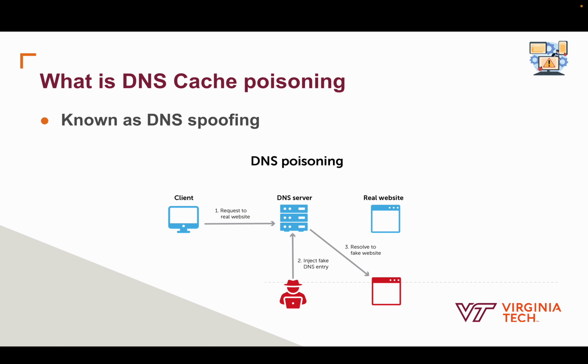While DNS caching improves performance by reducing lookup time, it also introduces a security risk. If an attacker manages to inject a false DNS record into the cache, users can be redirected to malicious sites. And this attack is known as DNS cache poisoning.